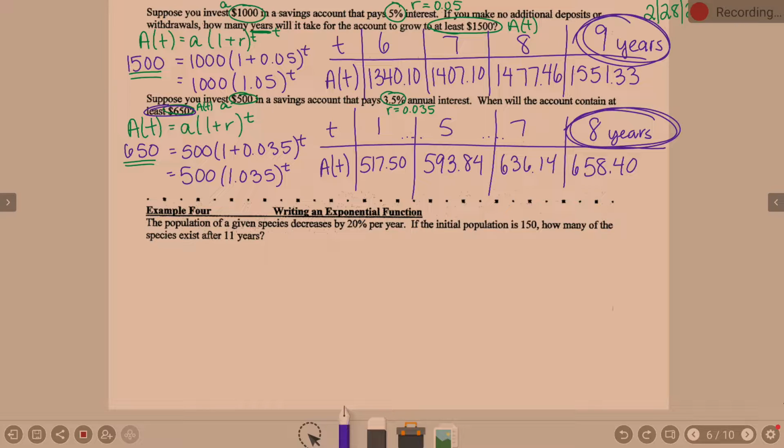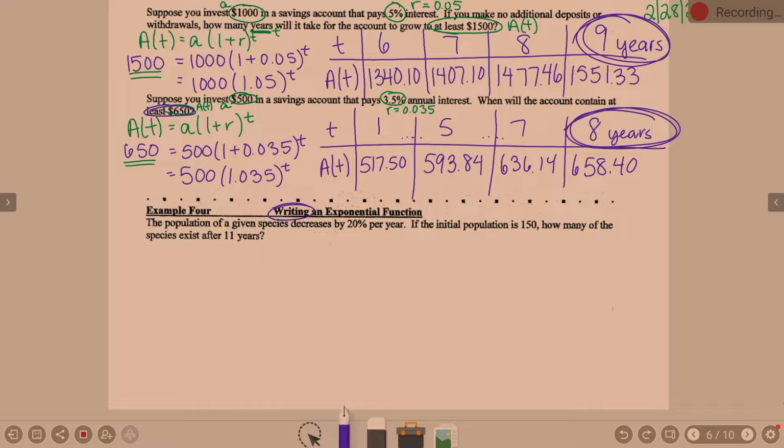So, okay, one other thing, and that is example 4. Example 4, there's kind of 2 parts here. Notice the title of writing an exponential function. One of the things we need to be able to do in this chapter is to be able to write the equation. And so we're going to talk about how to write the equation, and then we'll talk about how to answer this. So the population of a given species decreases by 20% per year. If the initial population is 150, how many of the species exist after 11 years?